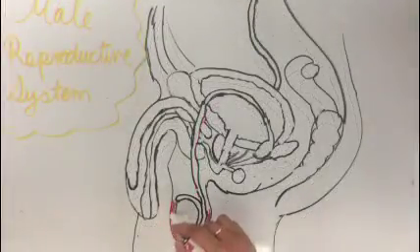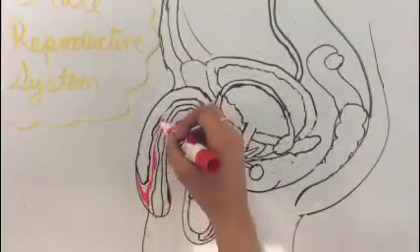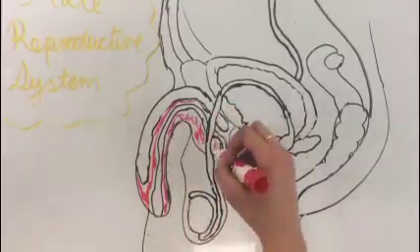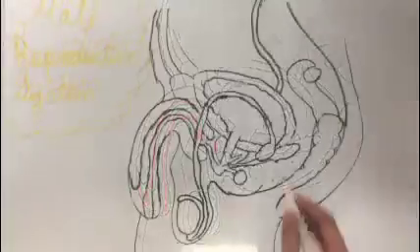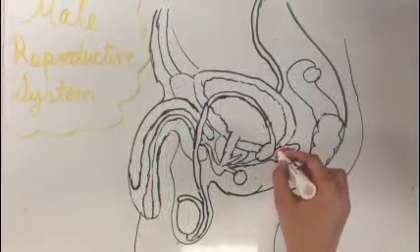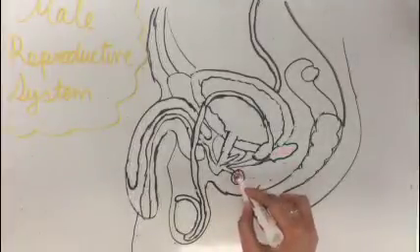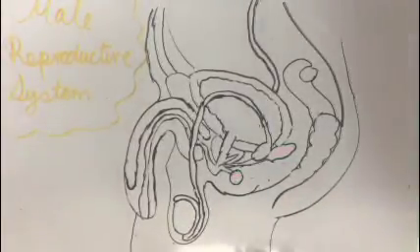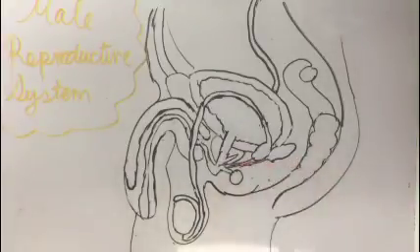This is the scrotum. This is the glans penis. This is the seminal vesicle. This is the bulbourethral gland. This is the ejaculatory duct.